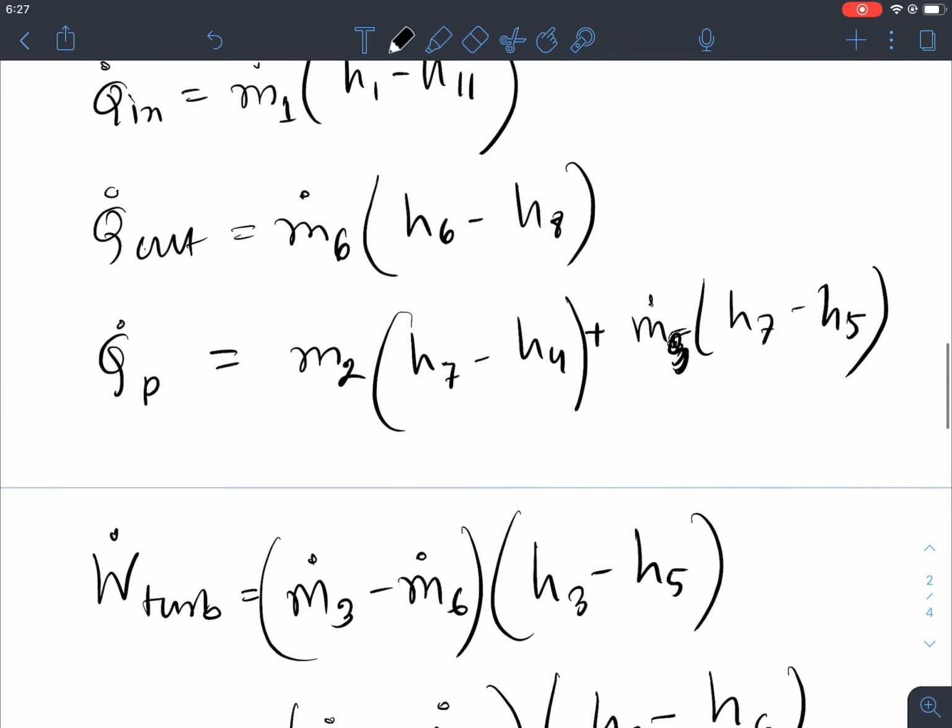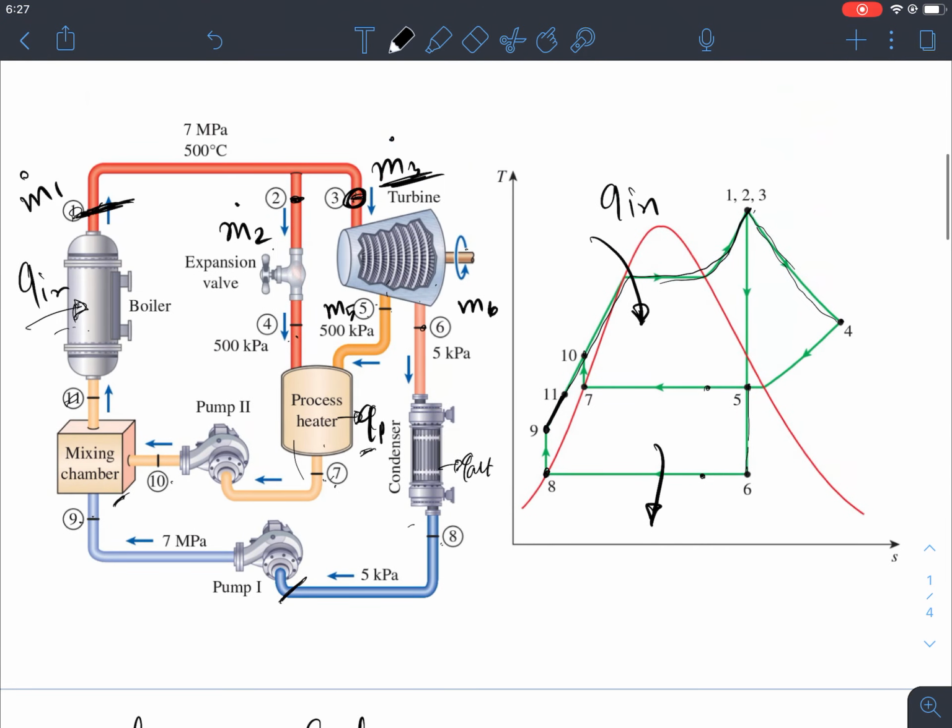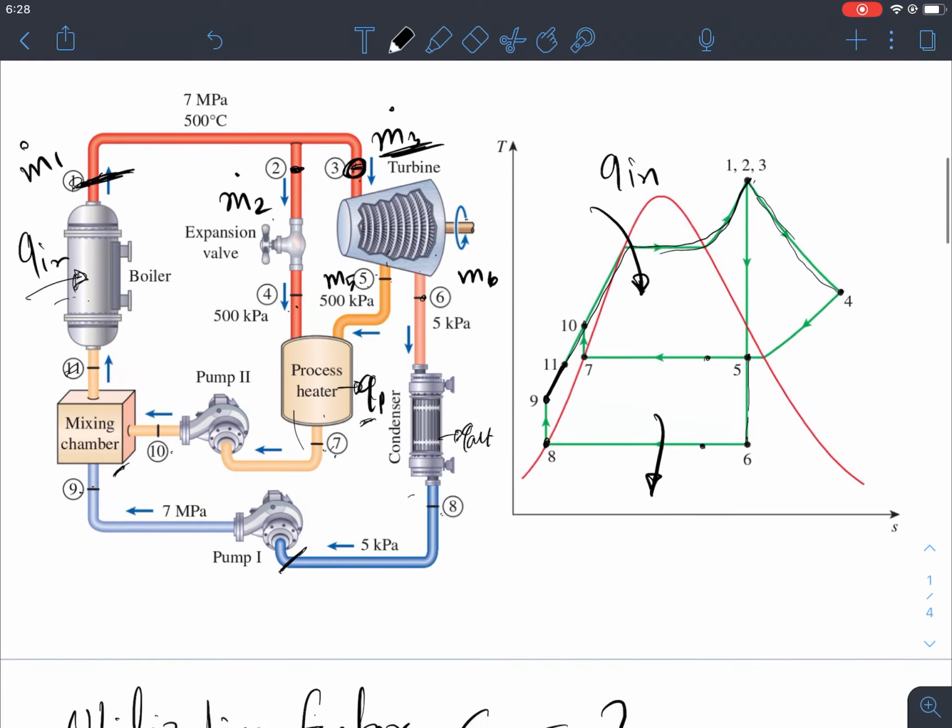So basically these are the expressions. We just need to define the mass flow of each inlet and outlet, and subtract the enthalpy of the output from the input. Then we can calculate what the Q in and the Q out are. So that's all about the cogeneration plant, right?